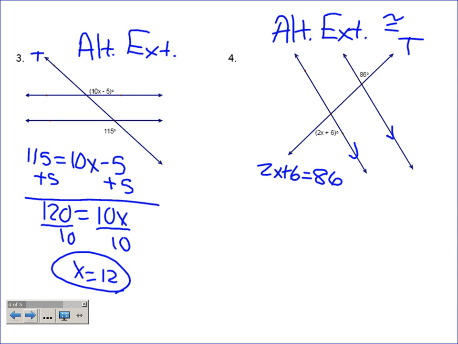You're so smart. Solve it for us, Mitchell. Subtract 6 from both sides, that's correct. What do we have left? 80 equals 2x, because you subtracted. Divide both sides by 2, sounds good to me. X equals 40.